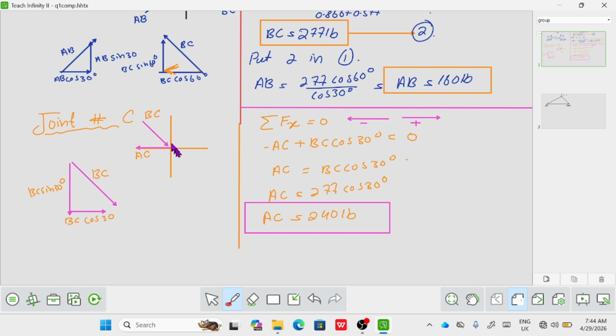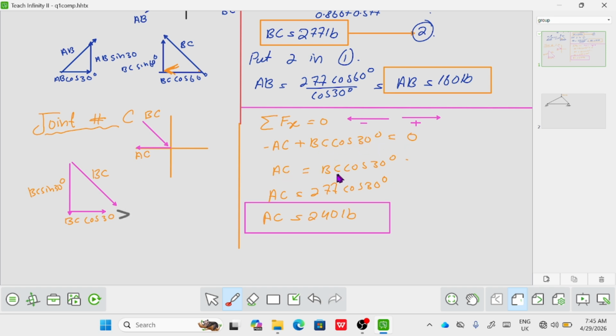If I resolve it, this is not purely horizontal or purely vertical, so I will draw its components and resolve it into them. So BC cos of 30 degrees and BC sin of 30 degrees. The summation of all horizontal forces is equal to 0. The force directed toward the left will be taken as negative and the force directed toward the right will be taken as positive. So negative AC because it is directed toward the left, plus BC cos of 30 degrees because it is directed toward the right, equals 0.